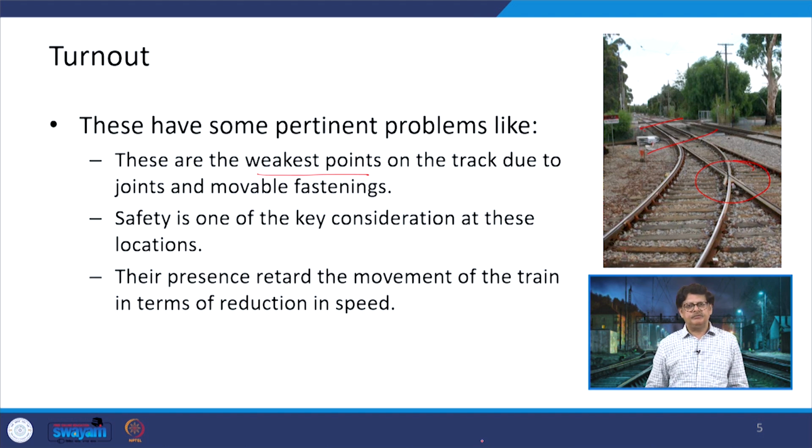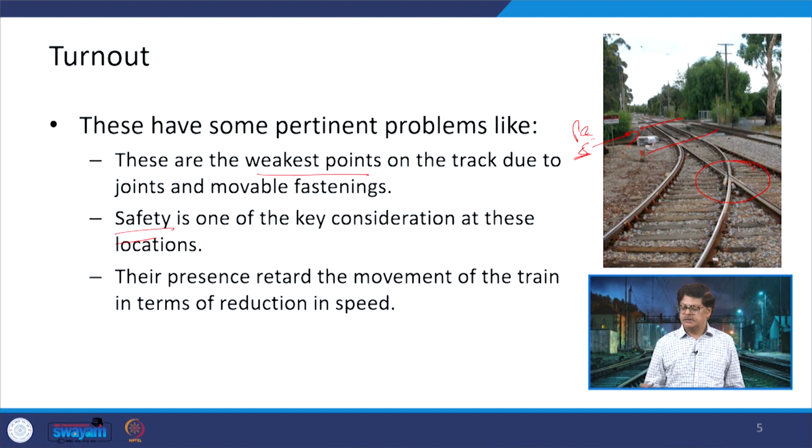Another thing is the safety. Safety is always a consideration on the track, and here because of these weak points as well as the movement of the rails which will be taking place in this points and crossings area, points and switches are being provided. So, there is a possibility that something wrong happens and it finally culminates into a hazardous situation. So, that is another issue with this type of arrangement.